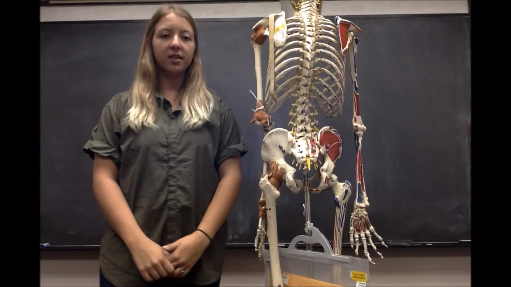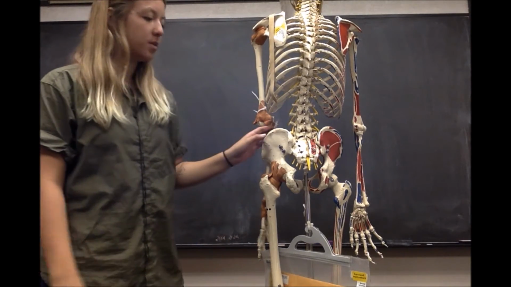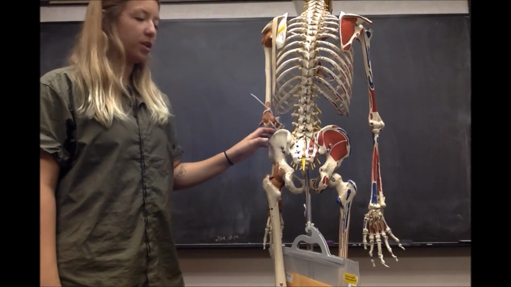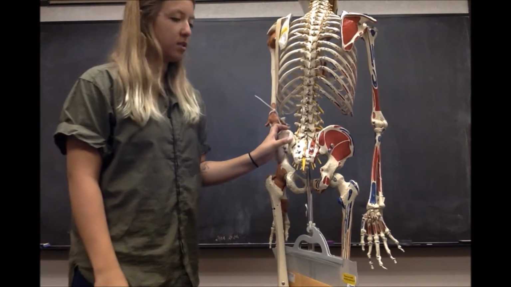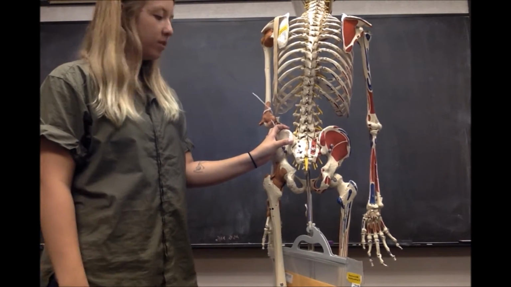Hi, my name is Sabrina, and today I'll be showing you the posterior palpations of the hip and pelvis. We're going to start with the PSIS, which you can find by running your fingers along the iliac crest, and it's going to be the bony prominences right here, right under L5.